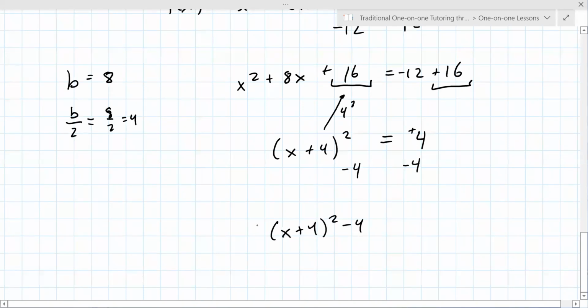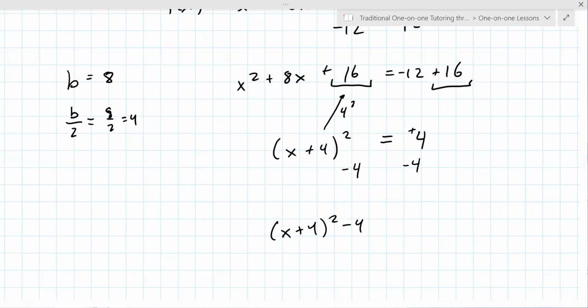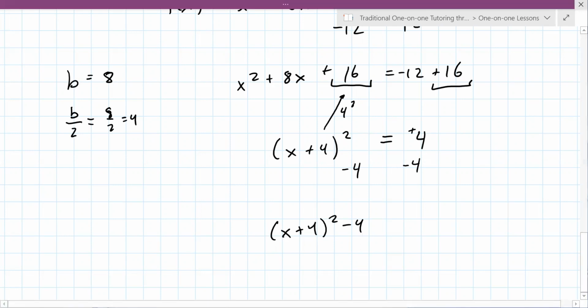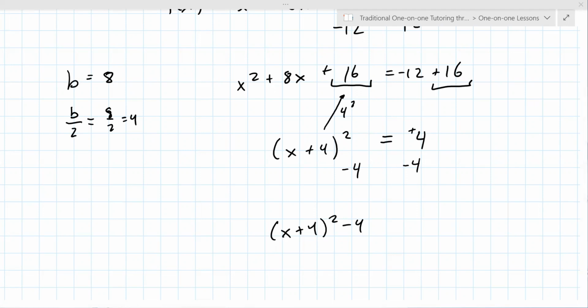Oh my gosh, I forgot about that. I forgot to subtract the 4. I knew there was one more step, I just couldn't think of it. I didn't note it down.